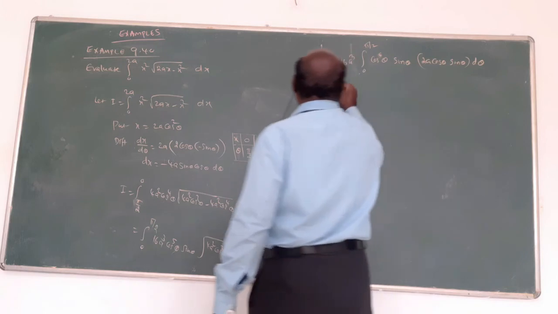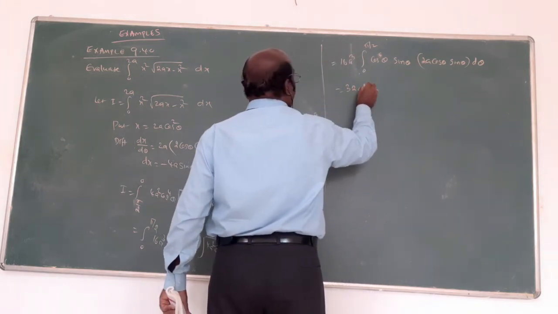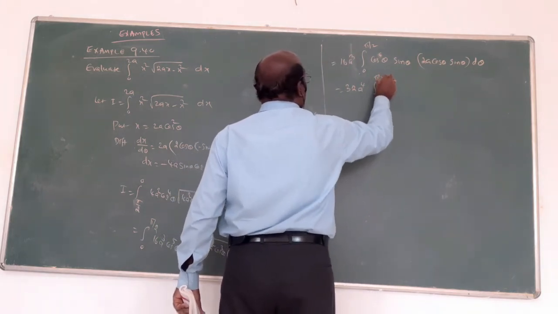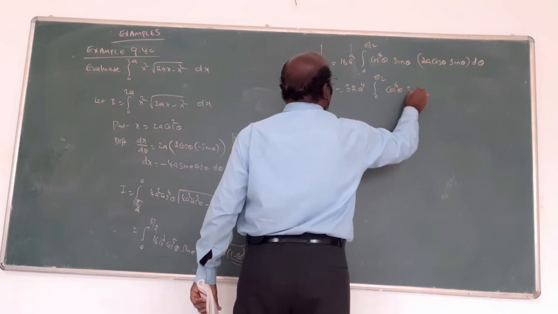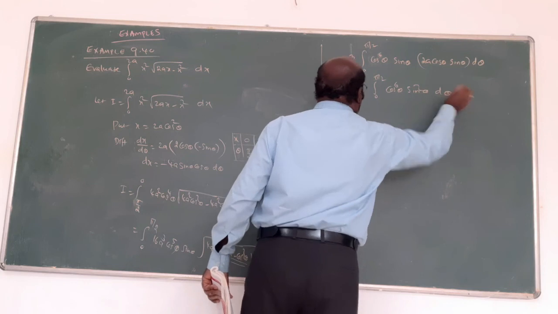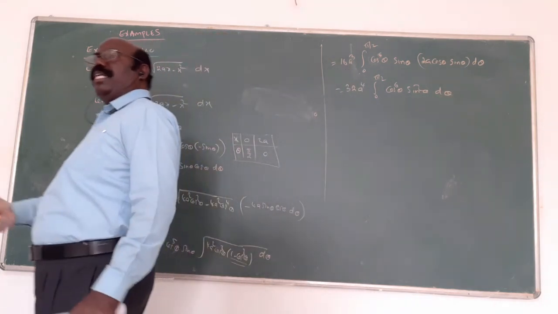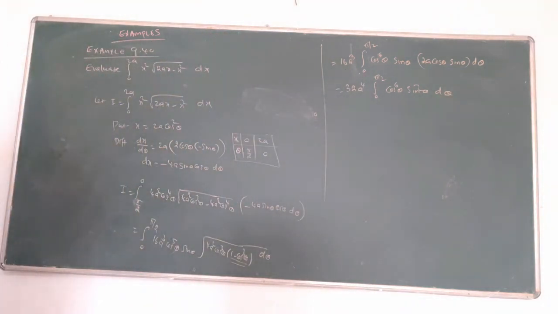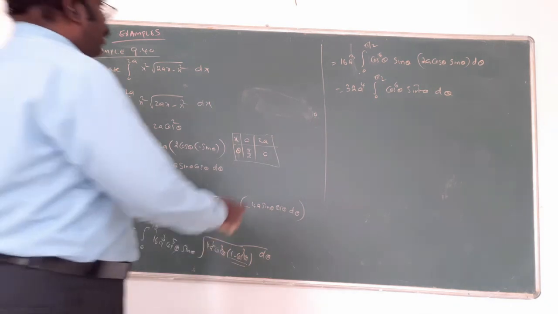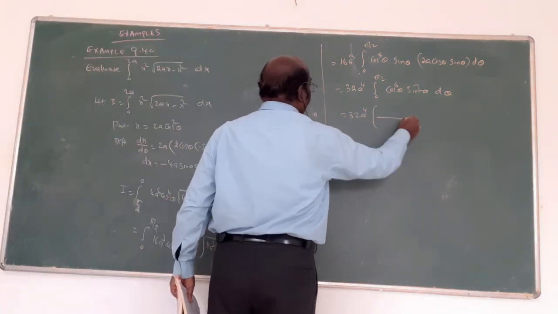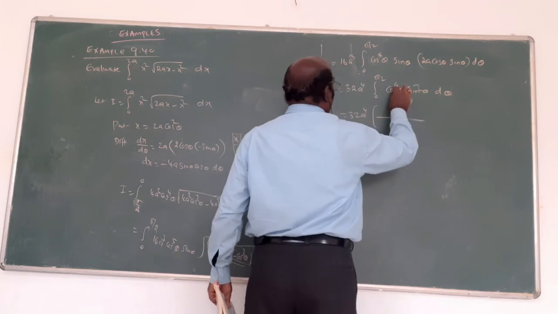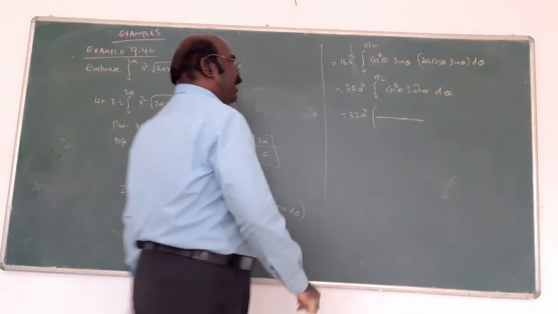Once again you want to multiply. Here 2 into 16 is 32 a power 4, integral 0 to pi by 2, multiply cos power 6 theta into sin square theta d theta. Am I right? Now we are using the basic formula, not directly. 32 a power 4 is constant. So what did I get here? The power will be 2 plus 6 plus 2, 8.